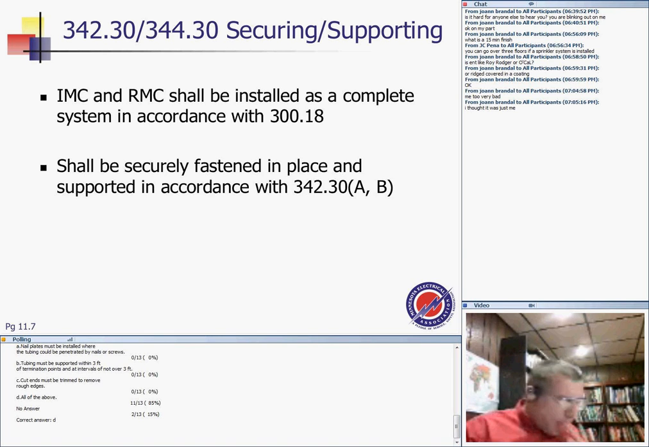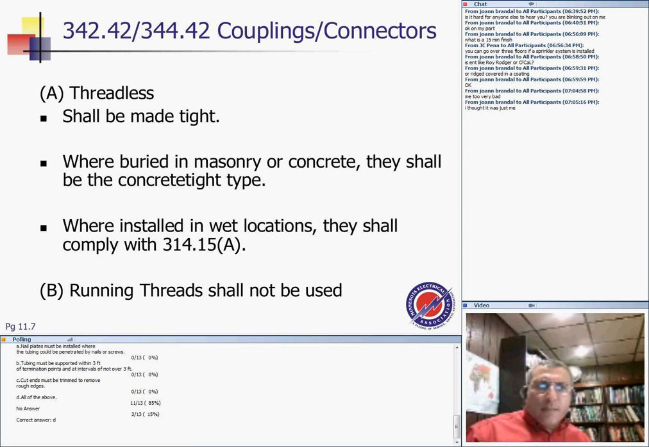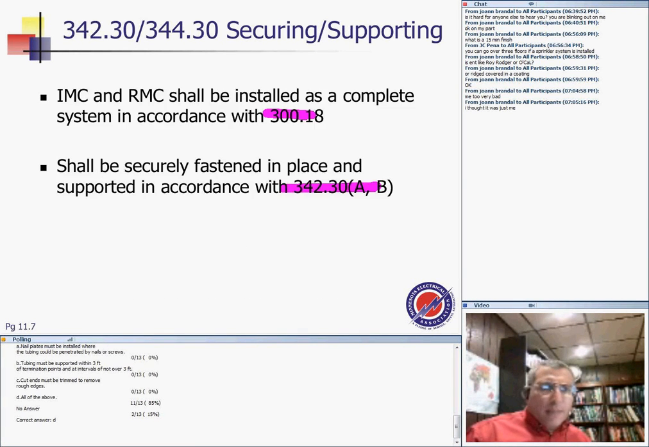Securing and supporting are different for these because they're big boys. Securing and supporting these conduits, especially IMC and rigid, shall be installed as a complete system and securely fastened. If you go to 342.30(A), I don't know if I have a spot for this. Okay, this is just coupling. If you go to 342.30(A), securing, it says you have to secure it every 3 feet and at every box.